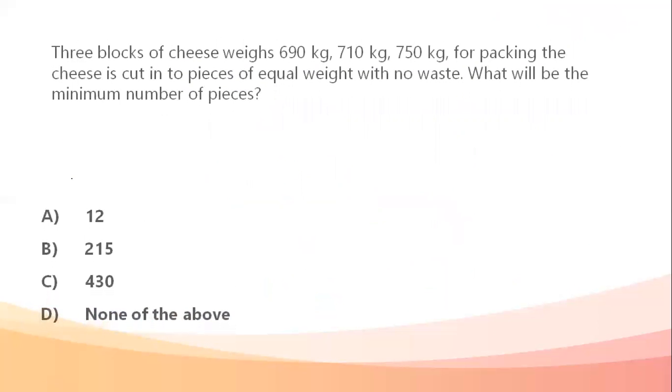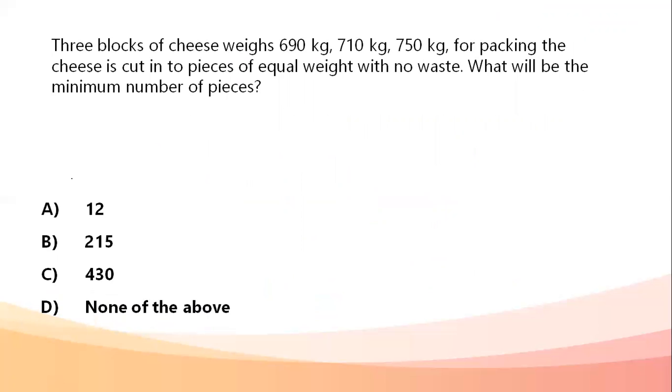Next question. Three blocks of cheese weigh 690 kg, 710 kg and 750 kg. For packing, the cheese is cut into pieces of equal weights with no wastage. The important thing is that nothing is wasted. What will be the minimum number of pieces?